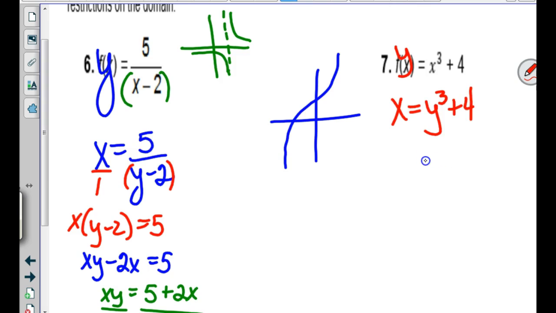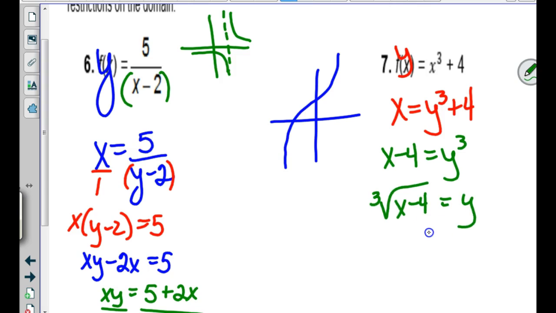What do I do first? So I'll have x minus 4 equals y cubed. And then cube root both sides. So I'll have the cube root of x minus 4 equals y. If I graph that on my calculator, guys, guess what? Looks like this. Does that seem like it's flipped across that line right there?